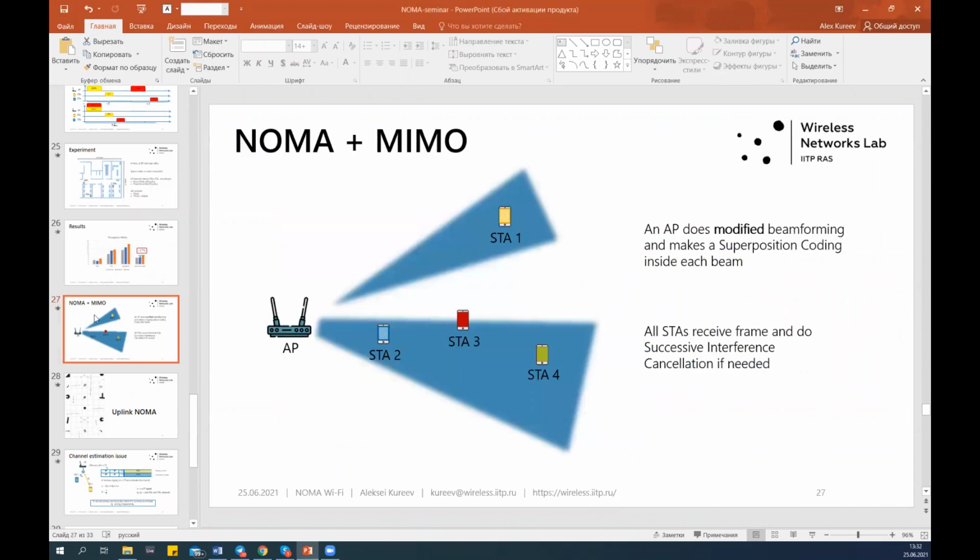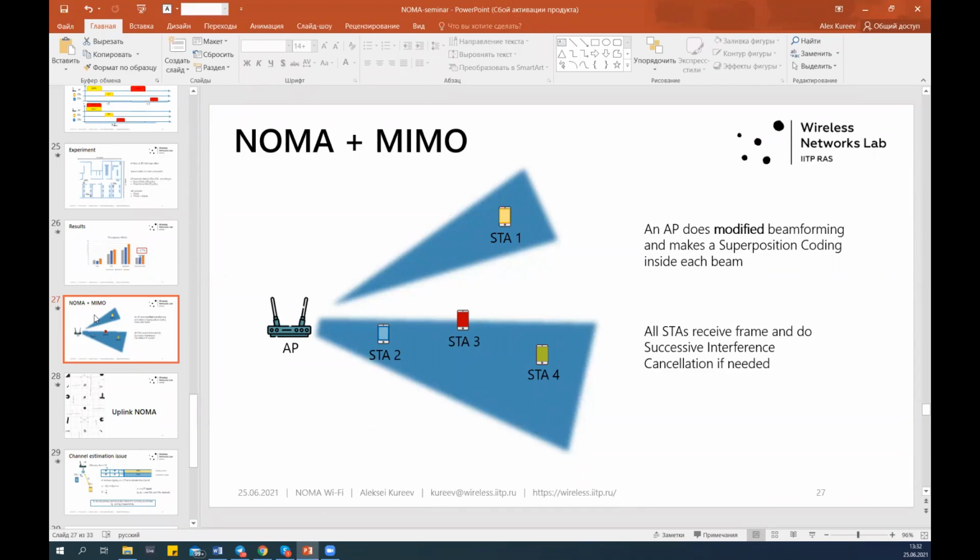Actually, NOMA is not always power domain NOMA, and you're right. But in literature, usually the most popular usage of NOMA is power domain NOMA. And here in my presentation, I consider the power domain NOMA. You can use other NOMA techniques.